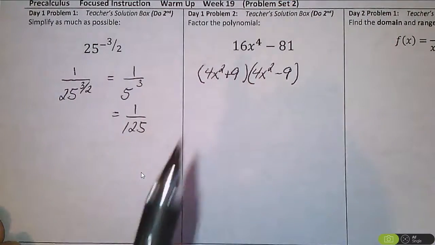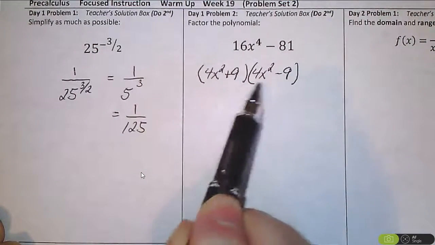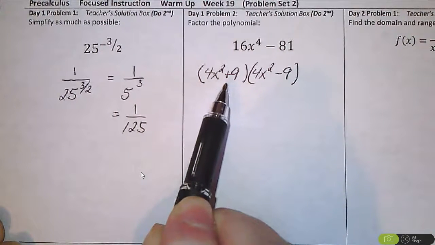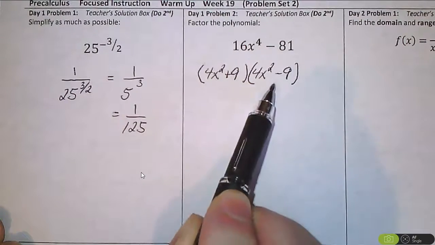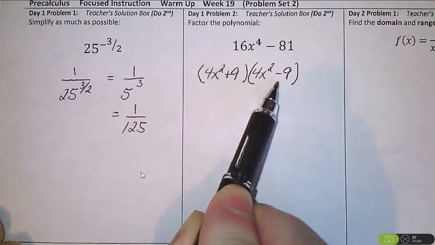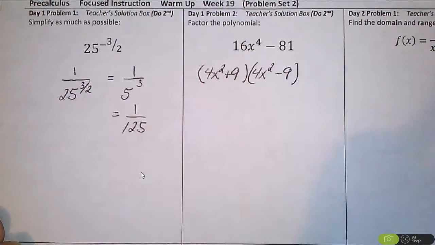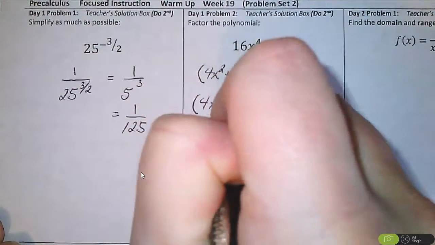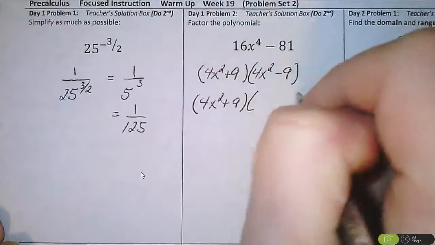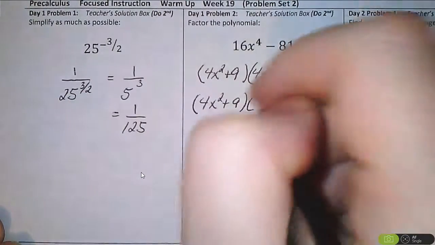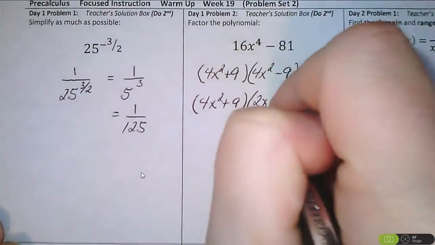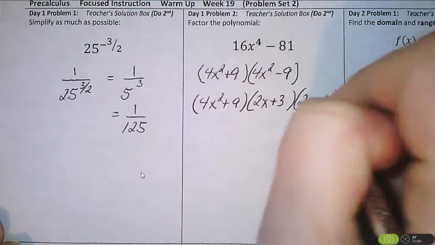Now we need to look at each of these to see if it factors farther. This is a sum of squares. This does not factor farther if you only use rational numbers. This is another difference of squares. It can be factored with the double parentheses. So our final answer will have 4x squared plus 9, and then a double set of parentheses, 2x times 2x, and a positive 3 times a negative 3.